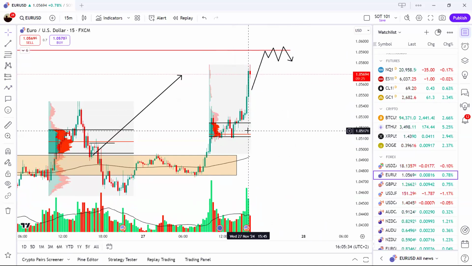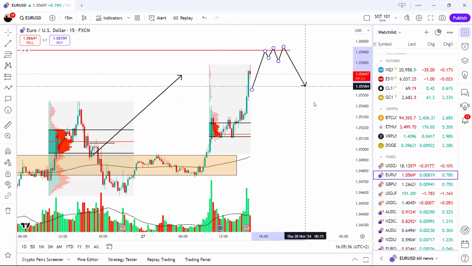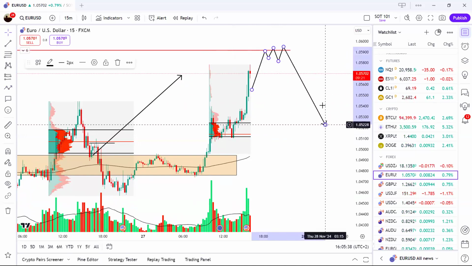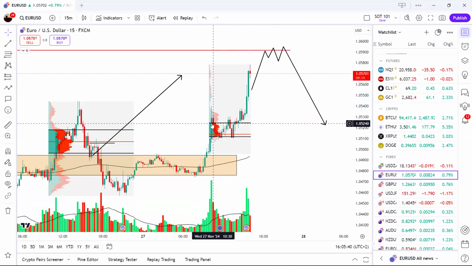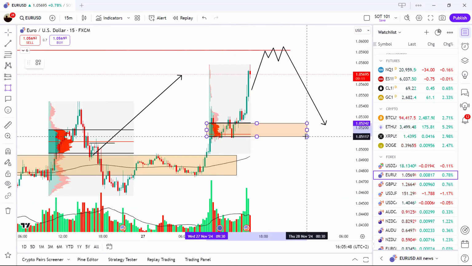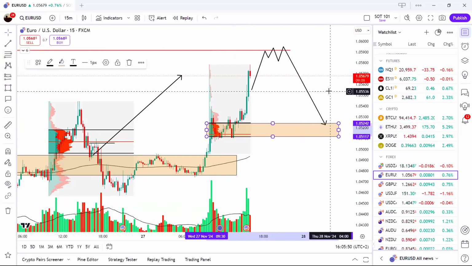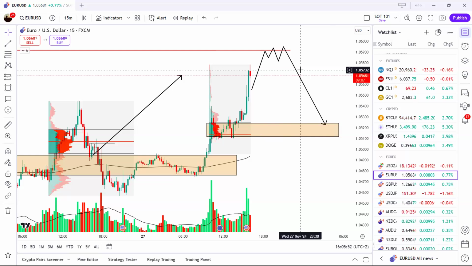So that's it on Euro USD. I would like to see us push back towards this area over here. But obviously, first, I would like to see a reaction. I would like to see confirmations. And once we've seen it, then we can take the trade to the downside.